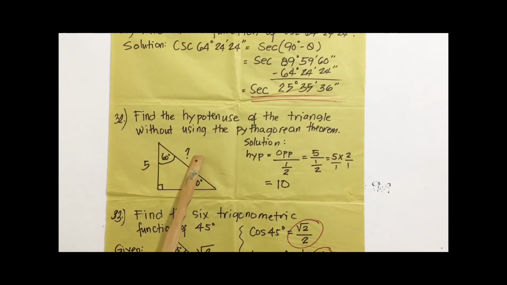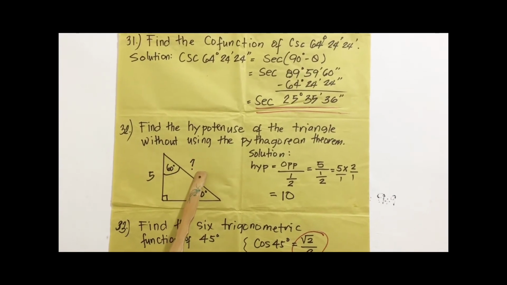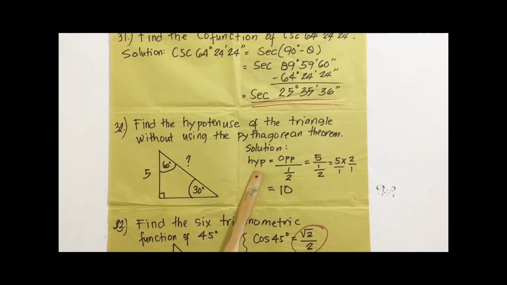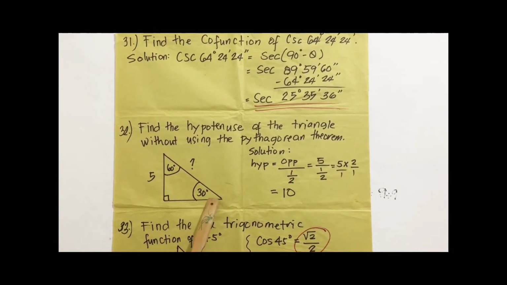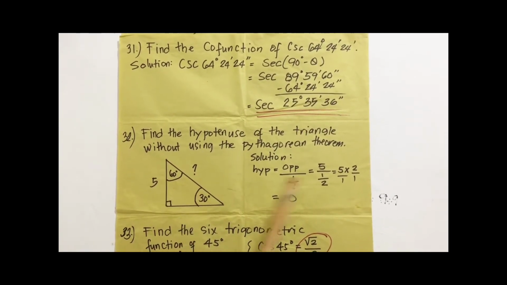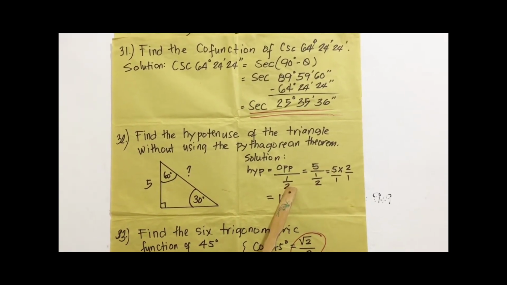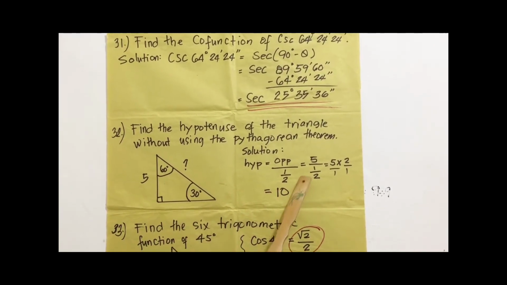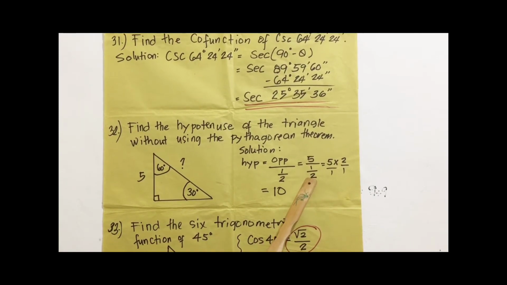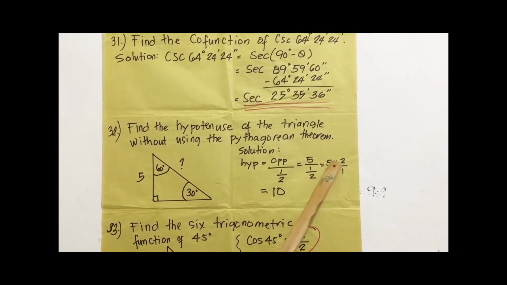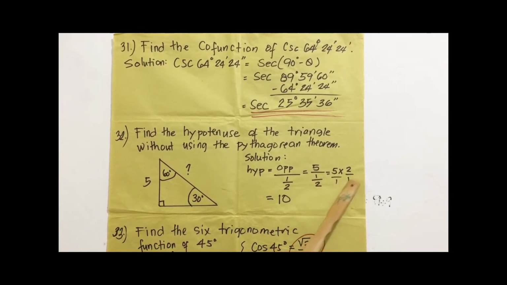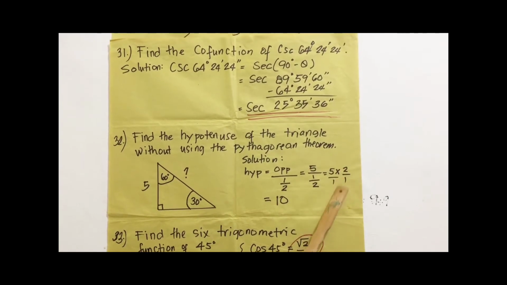We don't have the hypotenuse, and we are going to find it. How do we do this? Our solution: the hypotenuse is equal to the side opposite the 30 degree angle, which is 5, over 1/2. Since this is a fraction, we take the reciprocal: 5 over 1 times the reciprocal of 1/2, which is 2 over 1, then we multiply.